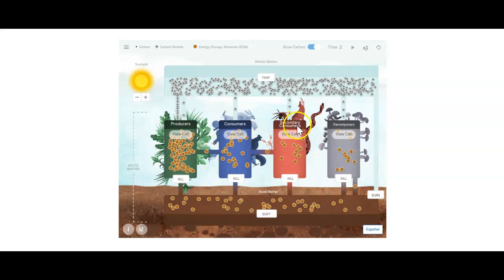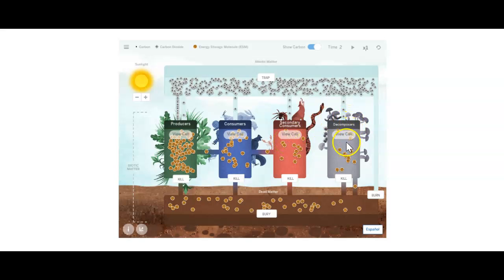Then we have secondary consumers. So these are going to be omnivores and carnivores. These organisms are going to be eating the consumers, and they also might be eating the producers. So we have, it looks like a fox or a wolf. We have a snake, a spider, a scorpion in the secondary consumer section.